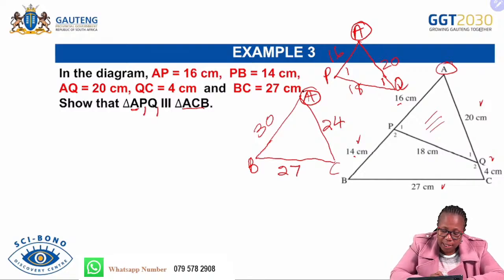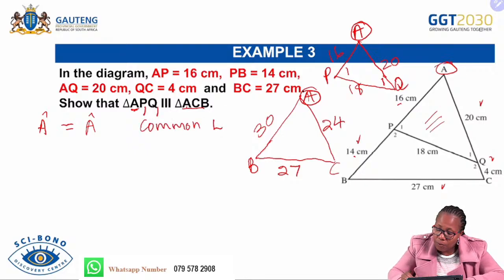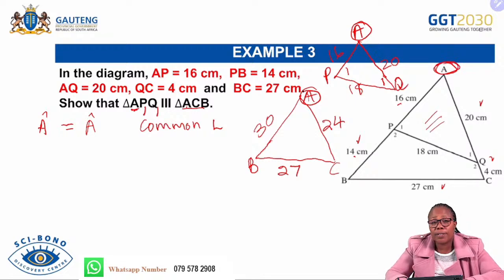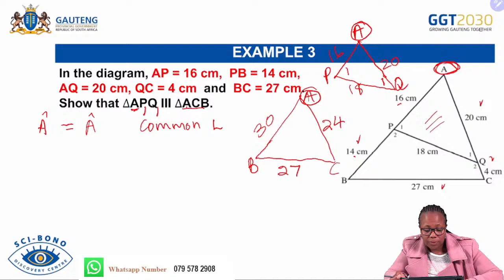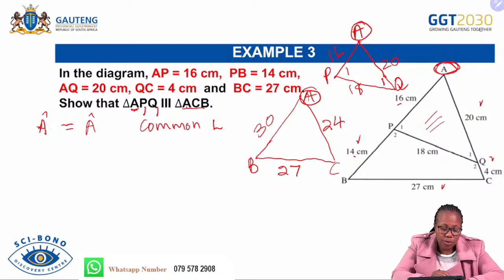Now we start with AA. We have indicated that angle A will be equal to angle A in the other triangle because it's a common angle. They both come from that A point, same point, vertex, okay? And then the second one, we are testing P1 and C. Okay, great job.